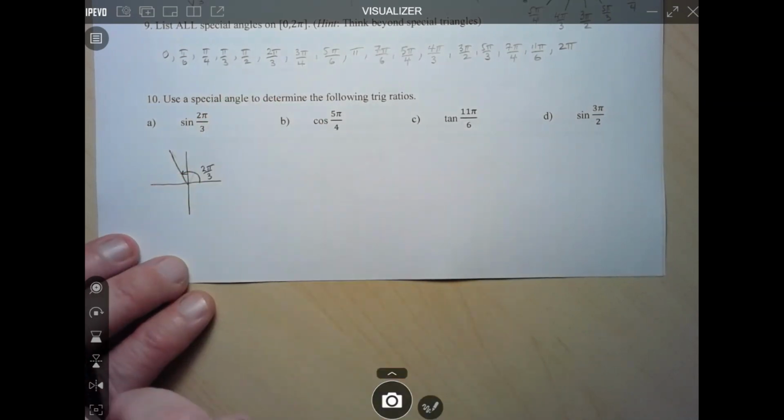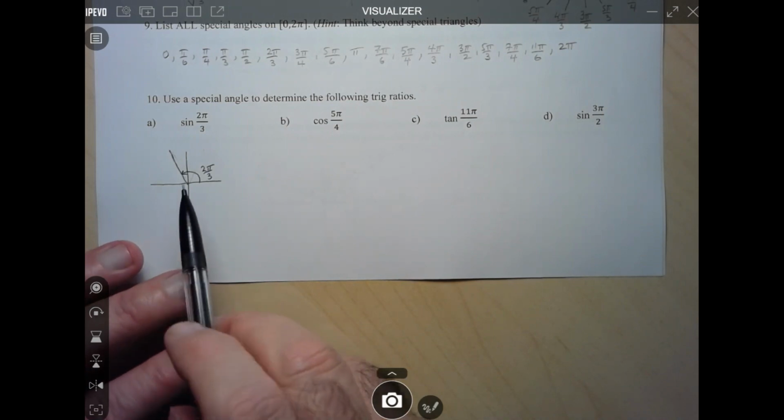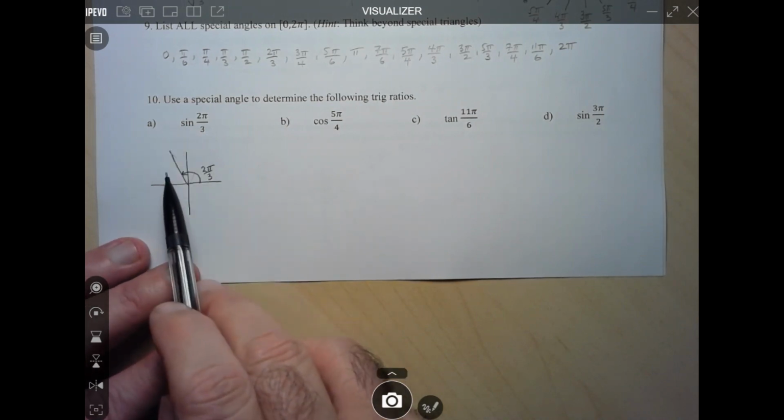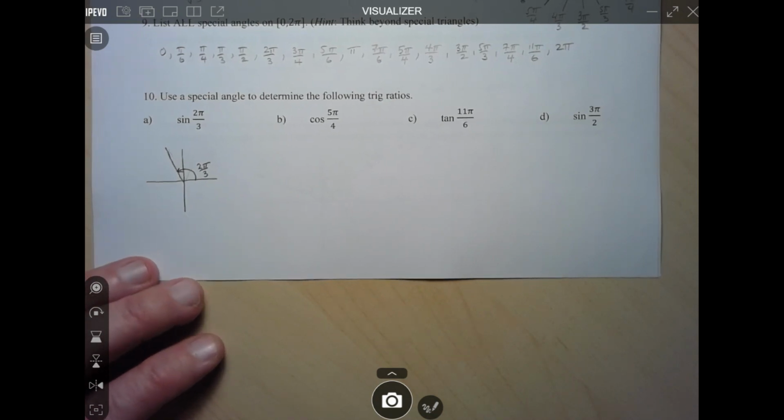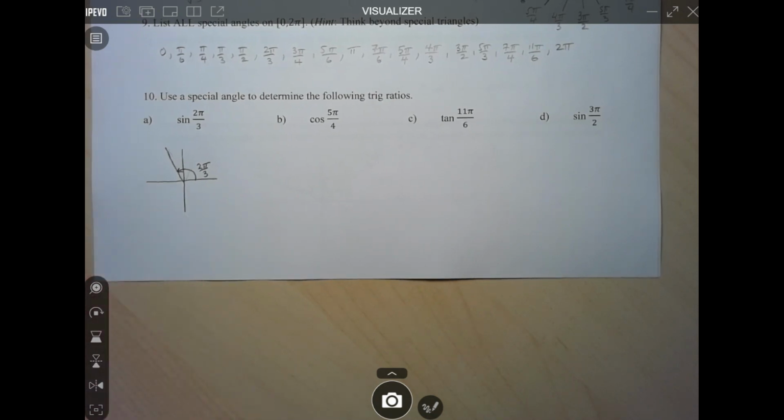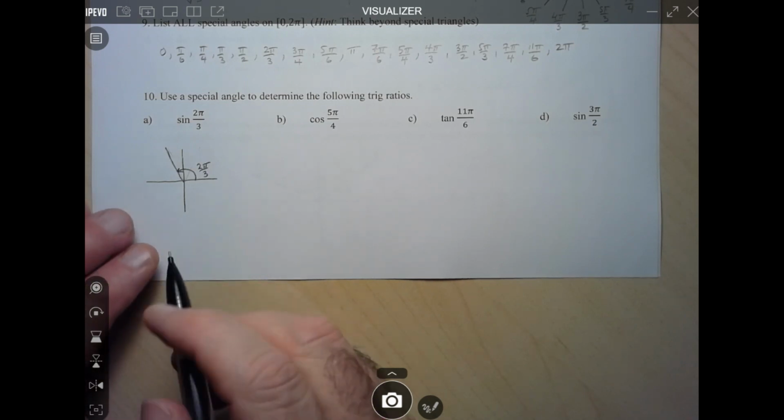Now remember, we talked about quadrants. I know that the sine value in the second quadrant should be positive. Okay, now this is where we're going to bring in that related acute angle that we talked about. Now, here we're talking about an acute angle. If it's an acute angle, it means it can be drawn inside a triangle.